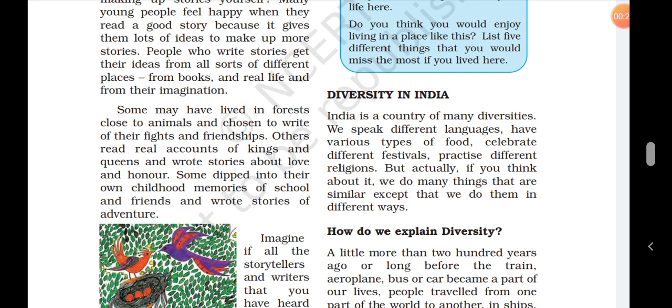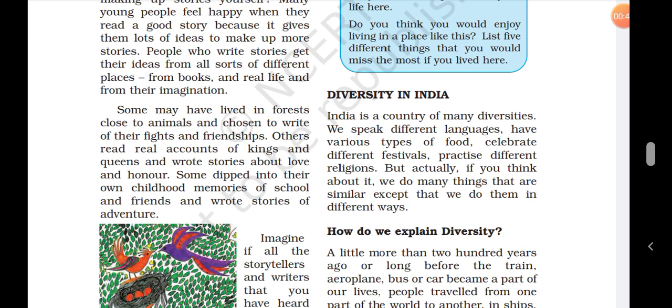You all know what the meaning of diversity is and how diversity is useful for us. Okay, and how diversity makes our country very unique and very different from other countries. So, diversity in India and how it affects our life and how it makes our life different from other countries.